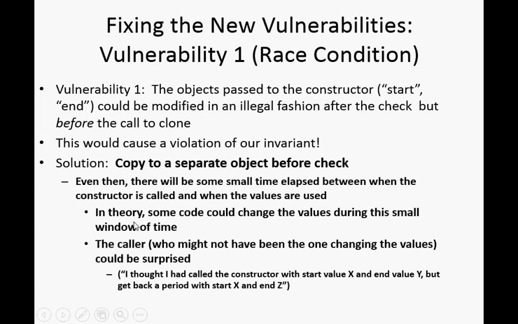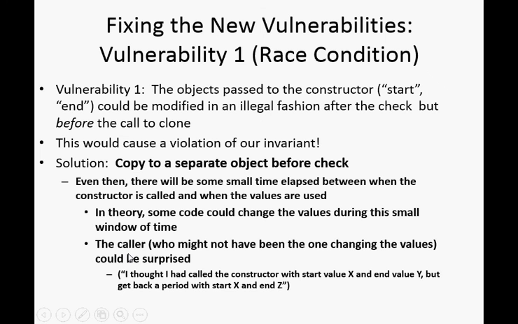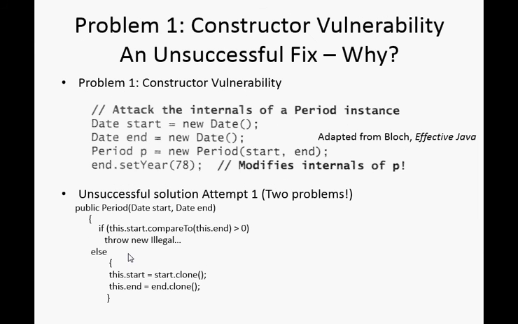It could be that we clone it and then we compare, in which case we won't have this vulnerability here falling through. Okay. So this is possible. Certainly that would reduce the vulnerability, but the bigger vulnerability here, ladies and gentlemen, is the security vulnerability, and this has to do with malicious code. Okay, so look, we're saying clone here, and we're saying start.clone, end.clone. How could that clone go wrong?